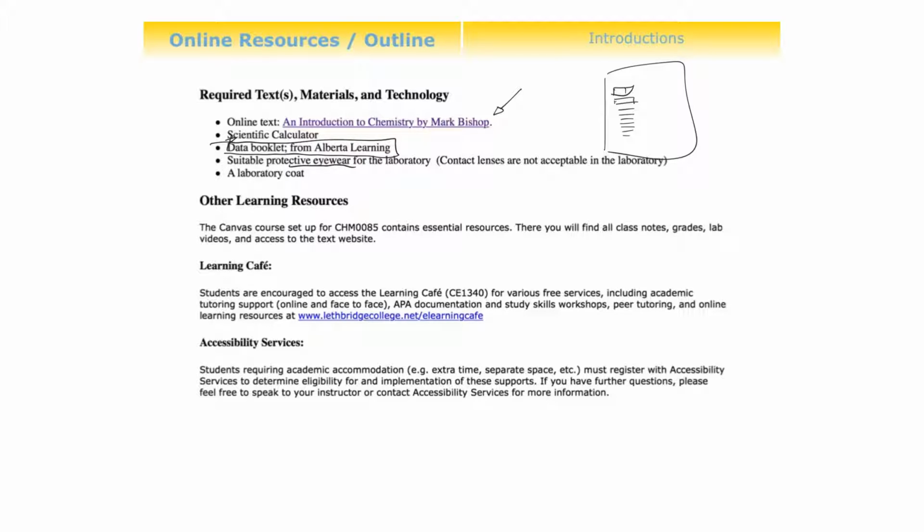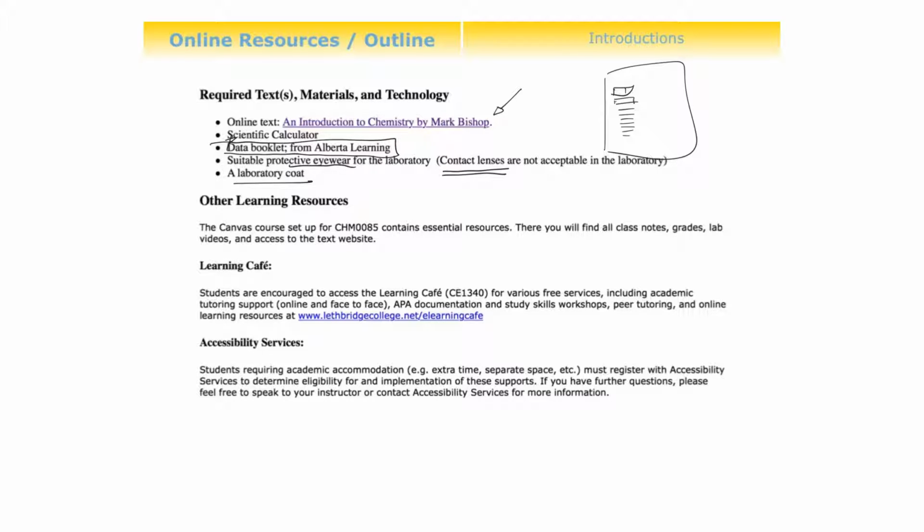I guess that's in the second week of class, but it's nice to have your own eyewear. We do have some eyewear in the lab if you don't have yours. You cannot wear contact lenses in the lab for safety reasons, so on those days that we have labs, leave them at home or take them out before you come to class and get some glasses. You also need a lab coat.